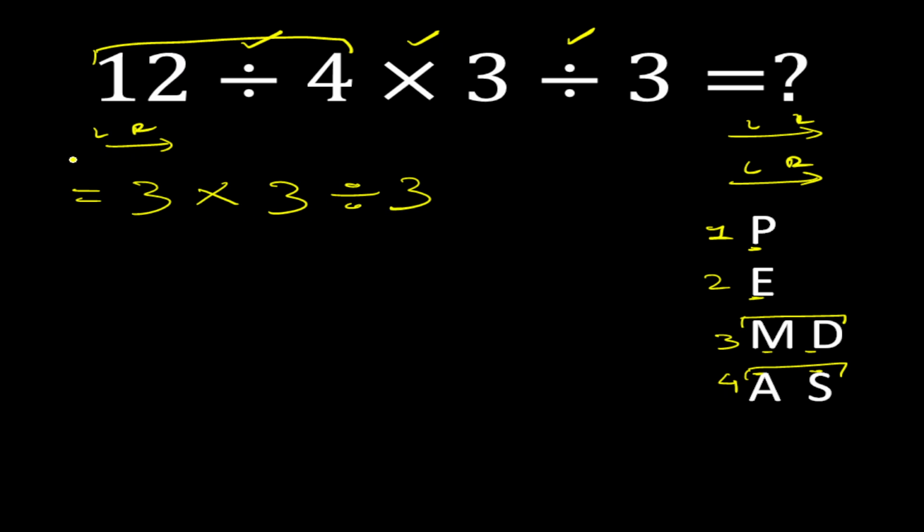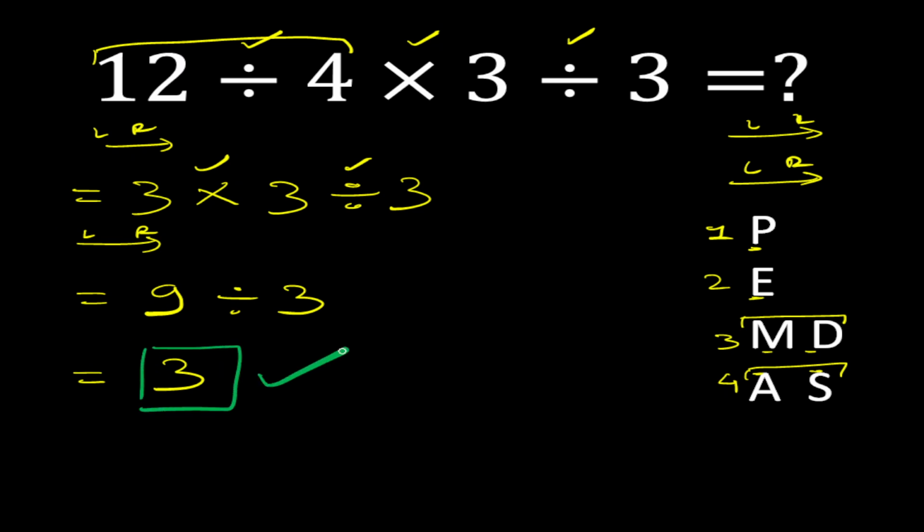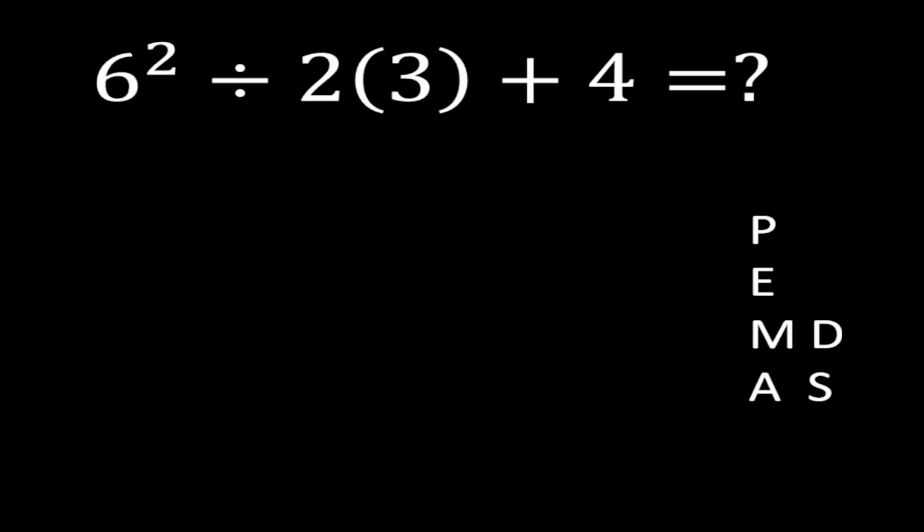Now here is multiplication and here is division. So both have equal priority, so we have to solve it from left to right. So 3 multiply 3 is equal to 9. Divide 3. Now 9 divided by 3 is equal to 3. So the correct answer is 3. So now let's see the last, question number 5.